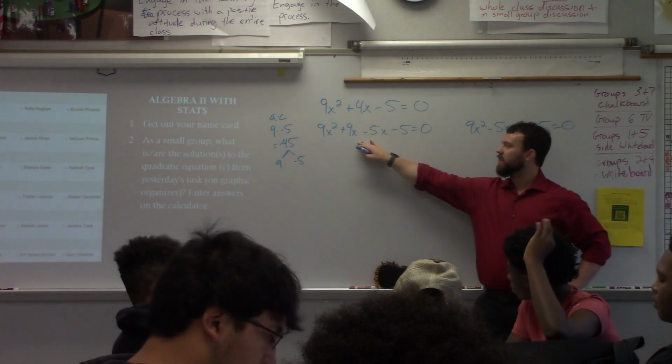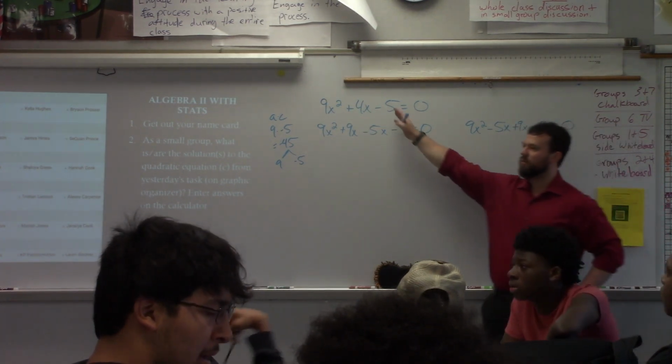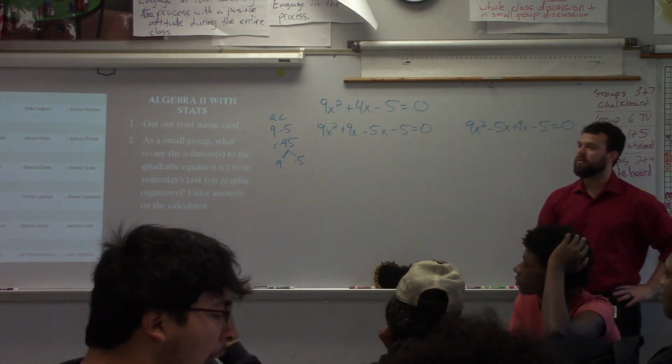Notice, 9x minus 5x, that's still 4x, right? Negative 5x plus 9x, that's still 4x. It's just a different way to write it.